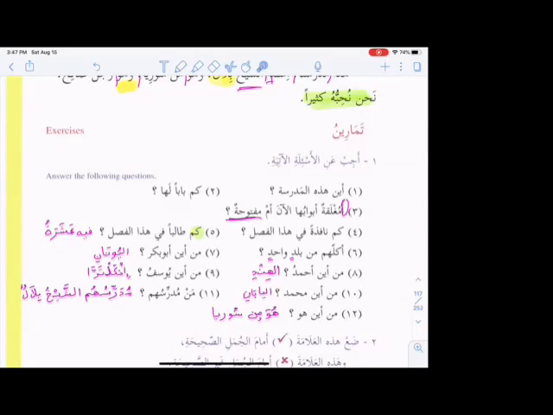Kam nafizatan fi hadha al-fasli? I can remember, fihi nafizatani kabiratani. Kam taliban fi hadha al-fasli? See here we have muzakkar. Remember it is muzakkar. So you will say fihi asharatu tullabin. Akulluhum min baladin wahid? Are they all from the same country? La. Hum min biladin mukhtalifatin.